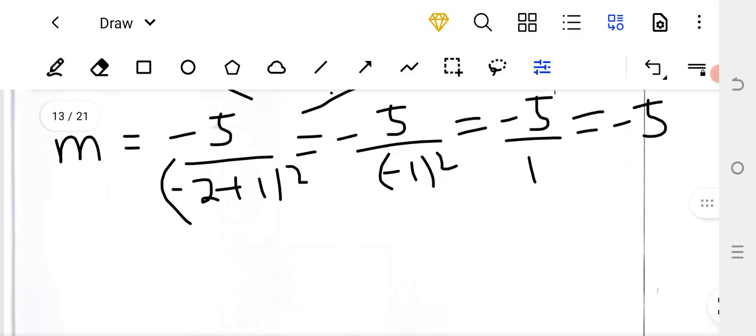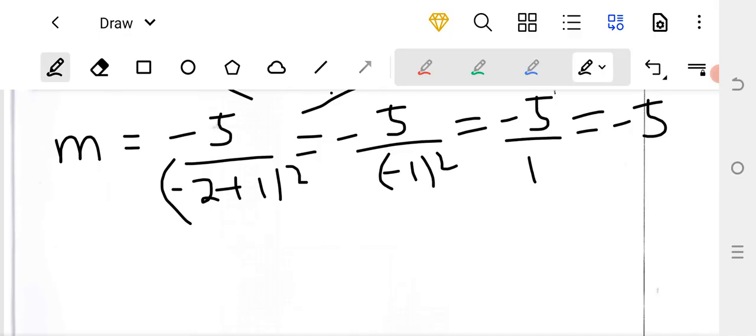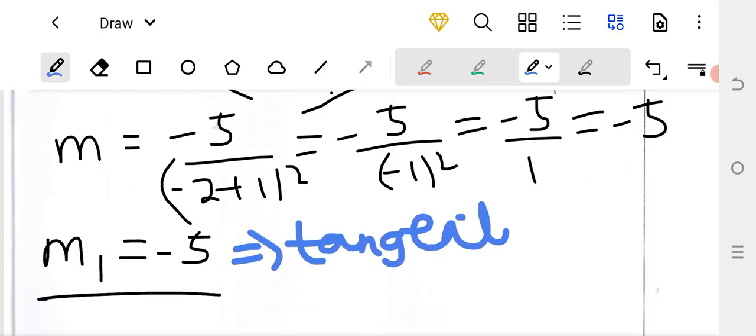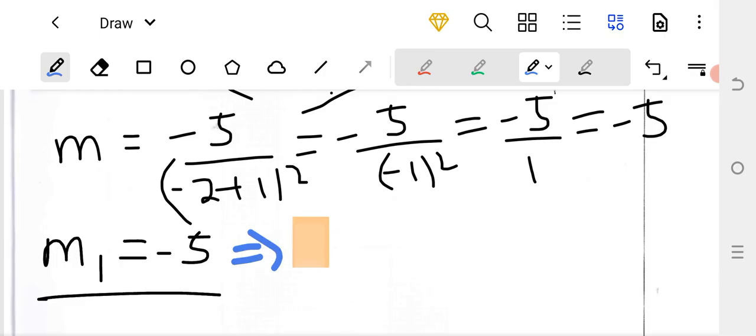So our m1, I'm going to give it a name, m1 is equal to -5. This gradient we have found is the gradient for the tangent, but we were not asked to find the equation of the tangent, we were asked for the normal, so this gradient is not the final one we need.